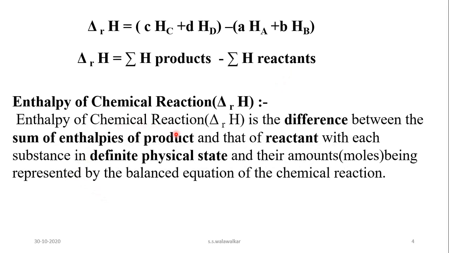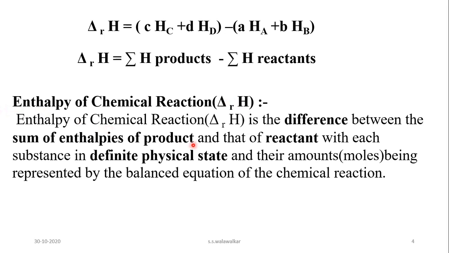So enthalpy of a chemical reaction is the difference between the sum of enthalpies of products and that of the enthalpies of reactants, with each substance, that is reactant and product, in a definite physical state, and their amounts represented by the balanced chemical equation. It is called the enthalpy of chemical reaction.